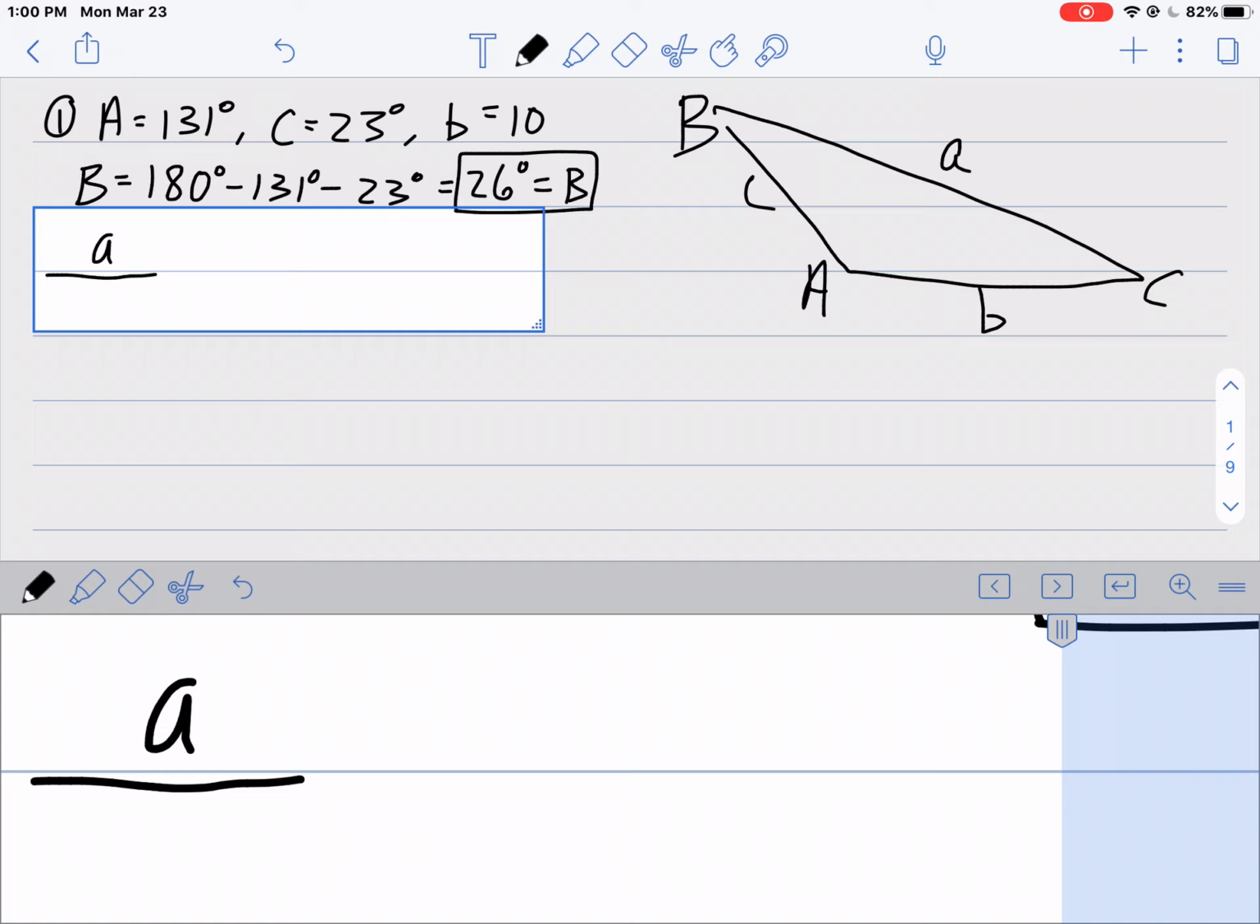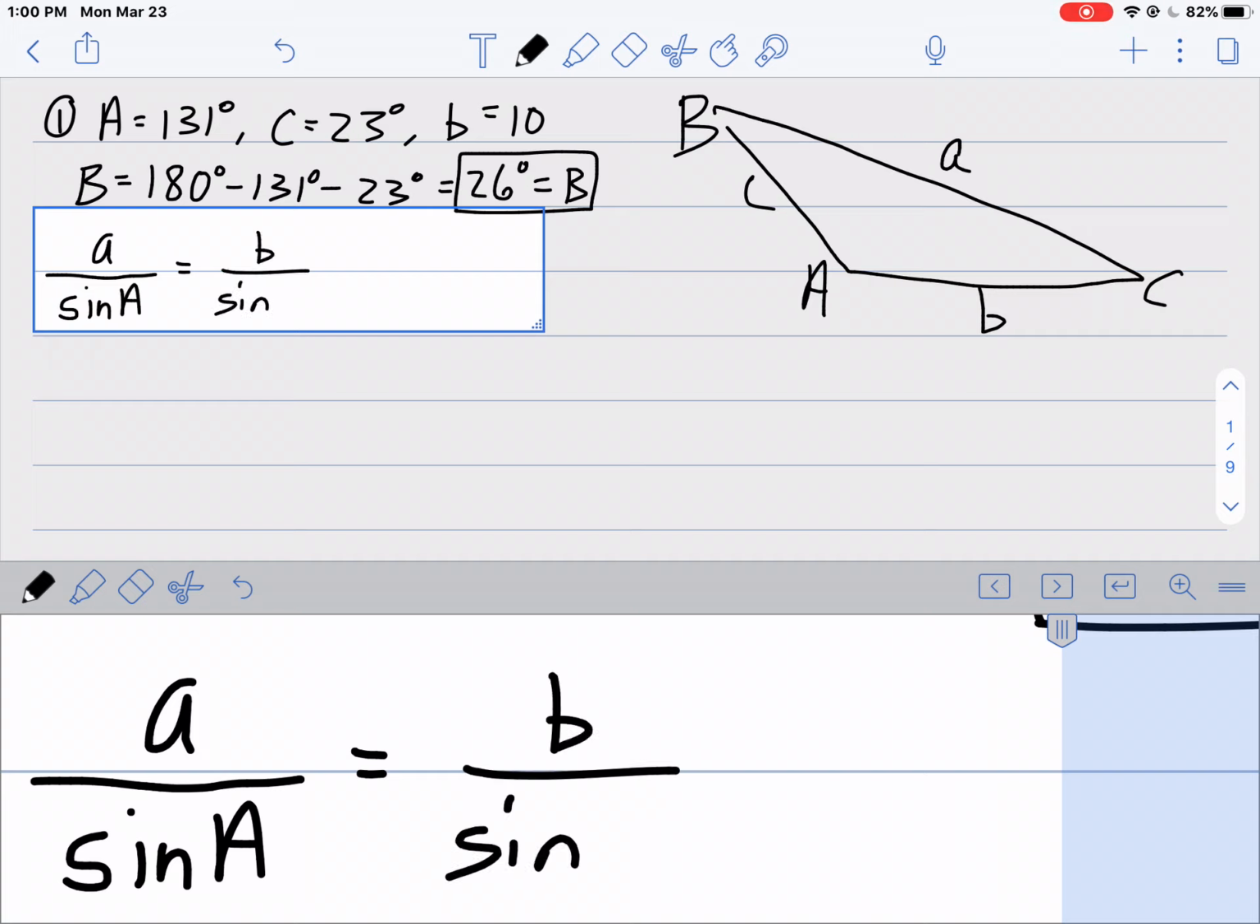But I'm looking at using B and sine B, because I know side B, I know angle B. I'm looking for side A. So the first proportion that I'm going to set up is going to contain the ratio whose values I know. Right? I know both of these.